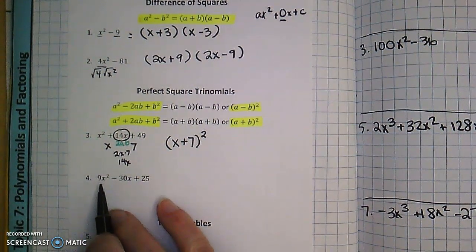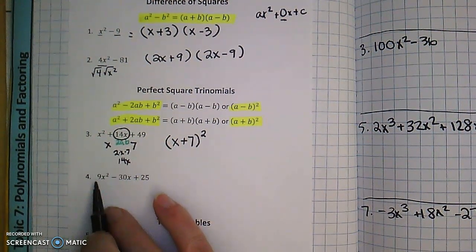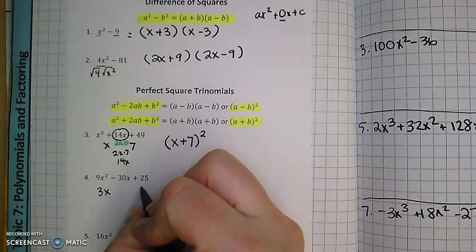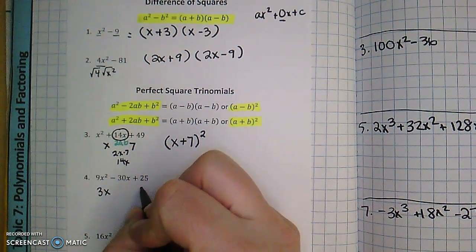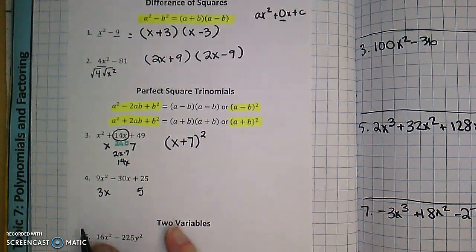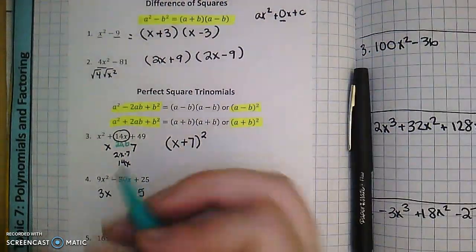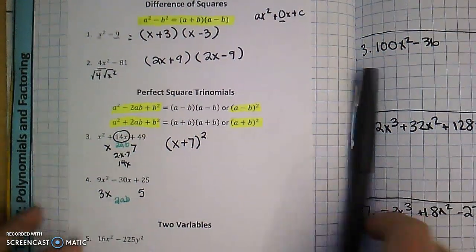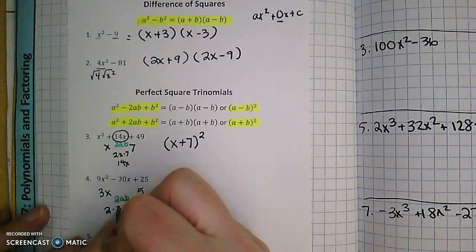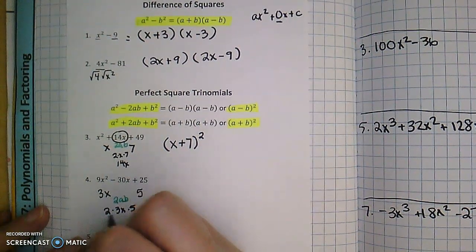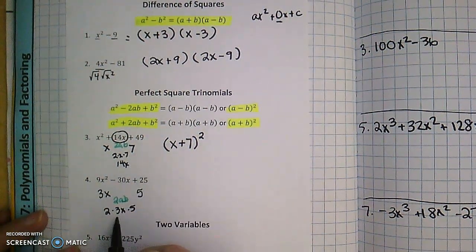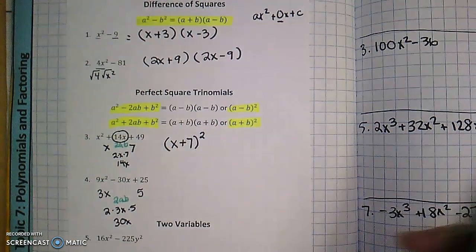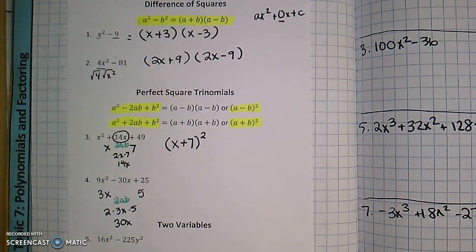If I were to find the square root of 9x squared, that's 3x. The B term, the square root of 25, is 5. If I were to multiply 2 times A times B, that would be 2 times 3x times 5. 2 times 3 is 6, times 5 is 30, giving me 30x. Perfect. I know that this is a perfect square trinomial.